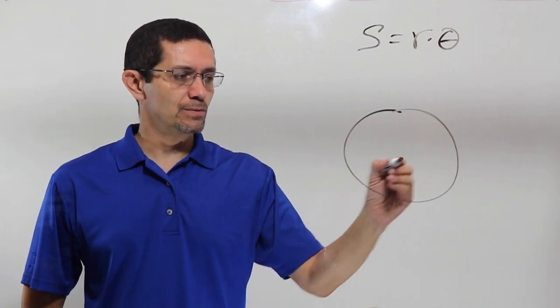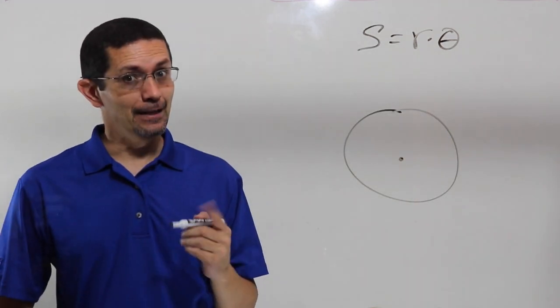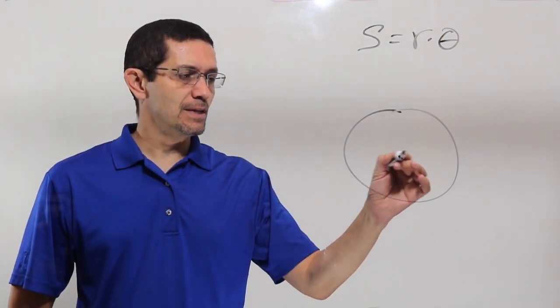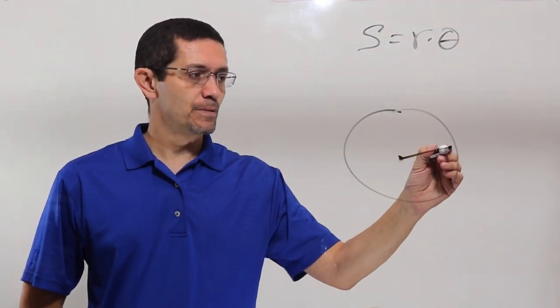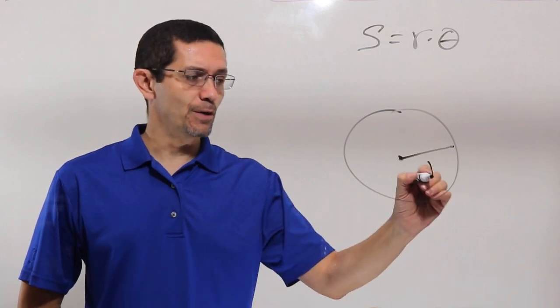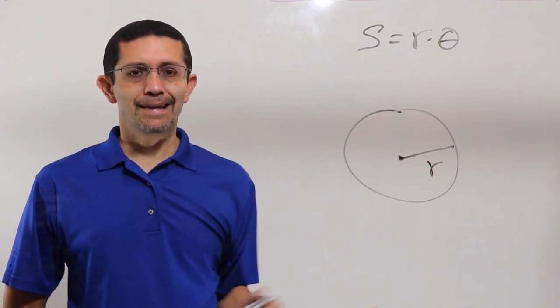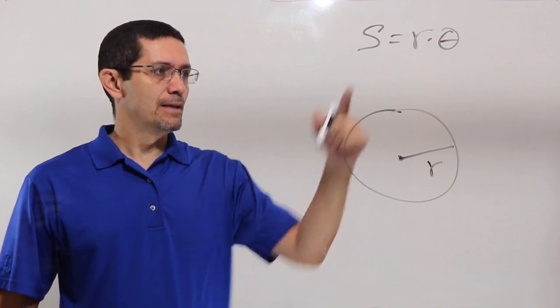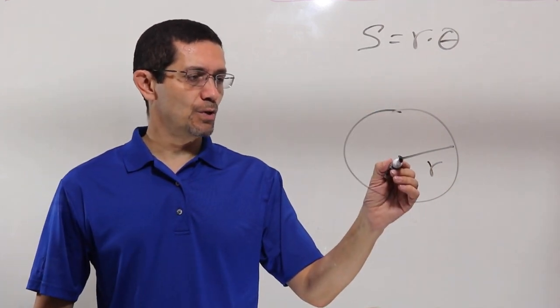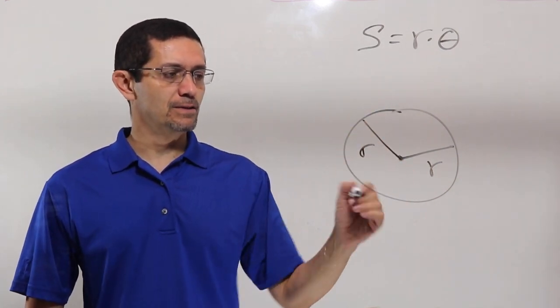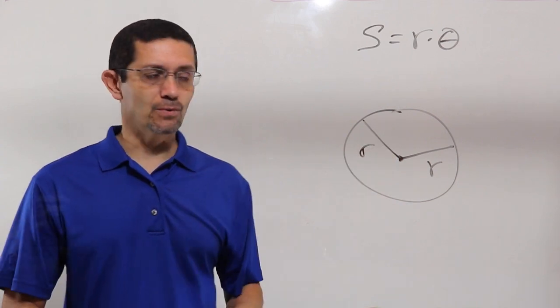So let's draw a circle. I think it's a circle, not an egg or something. From the center of the circle to where I touch my circle, that's my radius, and that's the R. It can be given in any dimensions. So let's draw another radius, okay? And this is another radius from the center to the circle.